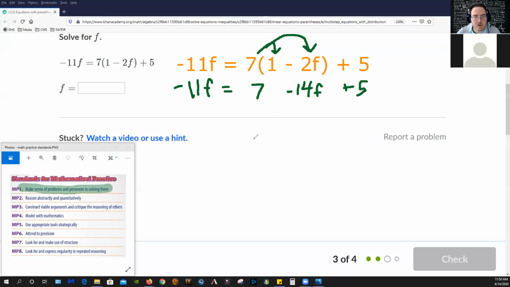Our next step would be to combine like terms. So this 7 and this 5 are constant. They don't have any variables connected to them whatsoever. So we can go ahead and combine them. We'll leave the -11f alone for now. 7 plus 5 is 12. And we still have this -14f. So we're finally going to use some inverse operations. So let's just get all the f's over on one side. And we can make sure that it'll be positive if we take this one and put it over there. So let's just go ahead and add 14f to both sides.